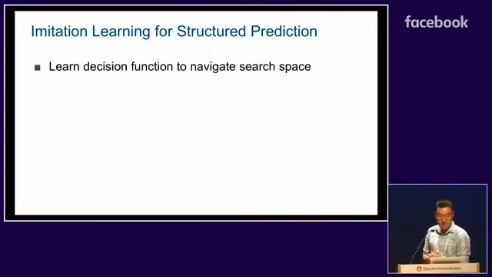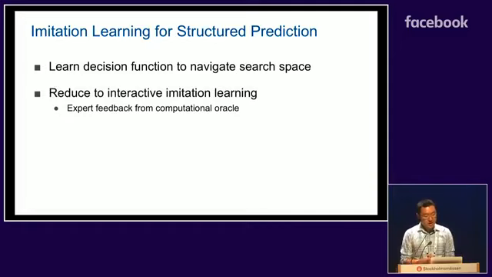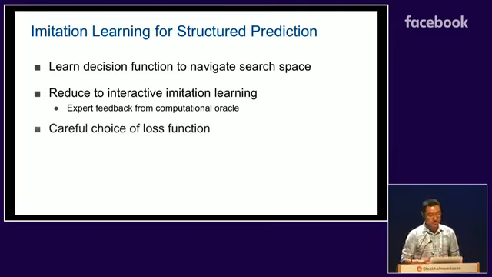Okay, so just to summarize, what I presented to you in this part is applying imitation learning to structure prediction problems. The key idea is that we want to learn the decision function or the inference function to navigate some search space. This reduces to interactive imitation learning, where we get expert feedback from some computational oracle derived from the supervised structure prediction labels.